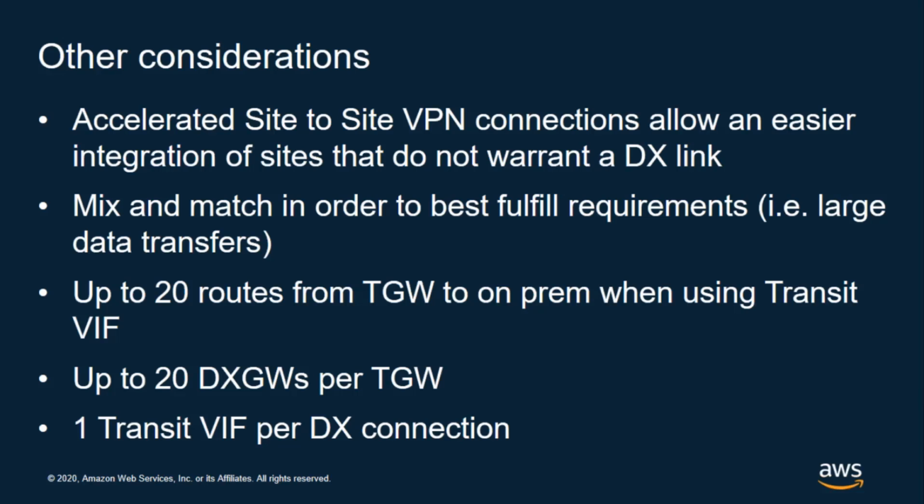From the transit gateway perspective, we can have up to 20 routes that will be advertised to on-premises, and this is a very important limit to take into consideration.